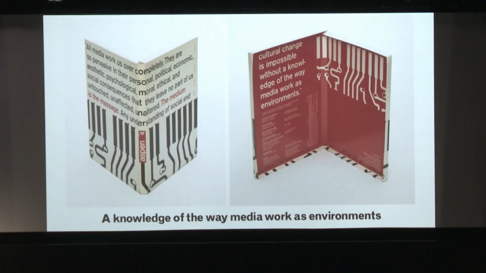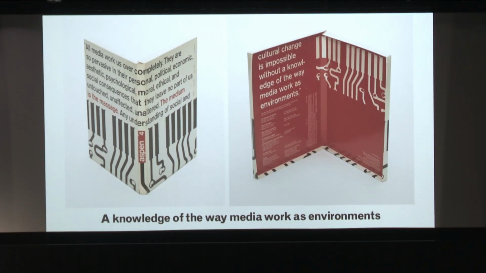And alongside the Whole Earth catalogue, Aspen is often cited as another important experimental, largely print-based precursor to the subsequent evolution of thought behind digital network publishing. As the quote by media theorist Marshall McLuhan states on the box of Aspen 4 in 1967, any understanding of social and cultural change is impossible without a knowledge of the way media work as environments.